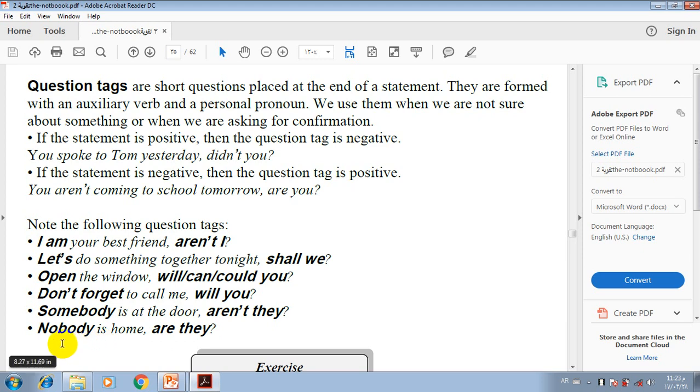The last thing you must note, we use nobody. If the sentence starts with nobody, the question tag must be like this. We use they instead of nobody, and the sentence here with nobody is negative, so the question tag must be affirmative, like you see. And we use are instead of is because the pronoun here is plural. So the sentence must be like this: nobody is at home, are they?